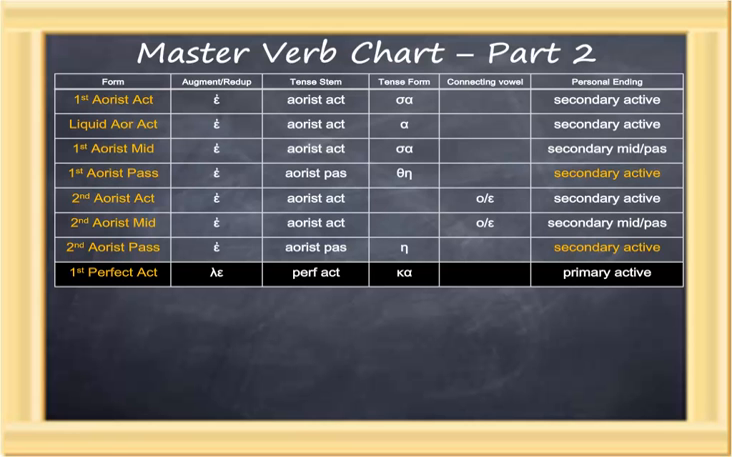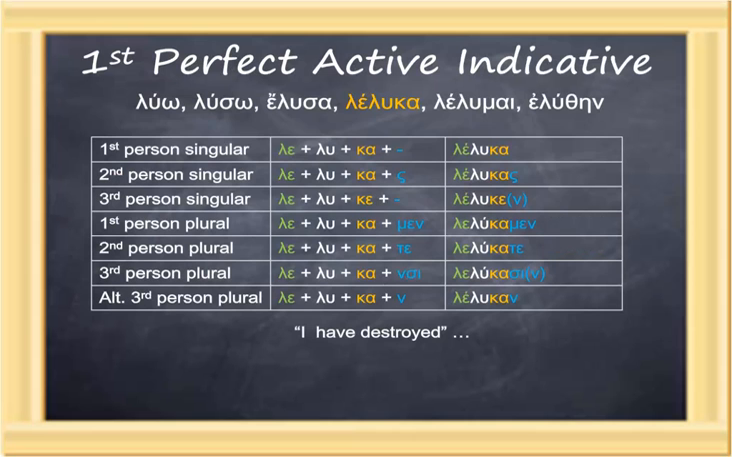Let's look at the full paradigm. The chart before you illustrates the formation of the perfect active indicative. The middle column, the four parts that go together, and the right column, the fully formed examples. Notice in green, the reduplication. In white, the perfect active tense stem. In yellow, the tense formative. And in blue, the primary active endings.